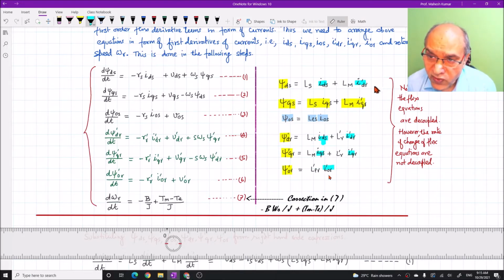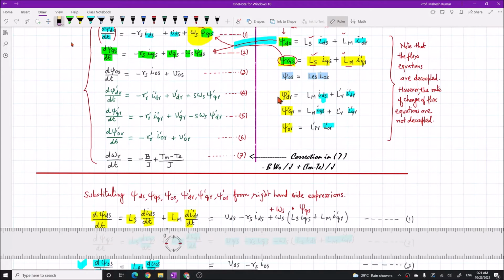So these flux linkages are decoupled, but the rate of change of flux linkages is not decoupled. You can see here that d psi ds by dt depends upon ids, vds and also omega s psi qs. So there is a q term here. So the rate of change of flux equations are not decoupled. However, the flux linkage equations are decoupled. Psi dr dash is here.